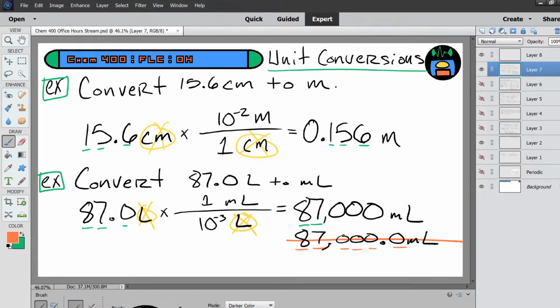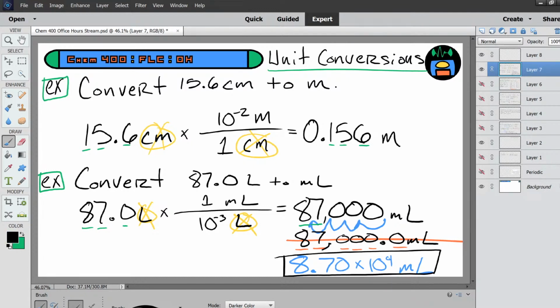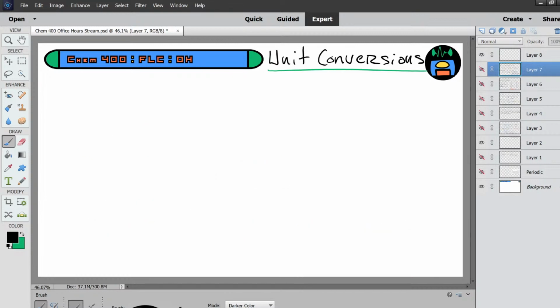The answer is scientific notation. We're going to take our decimal and roll it over 1, 2, 3, 4 spots. So we can write 87,000 with 3 sig figs as 8.70 times 10 to the 4th milliliters. All right, and that is our correct answer. Correct value, correct units, correct sig figs. All right, those are some metric unit conversions.